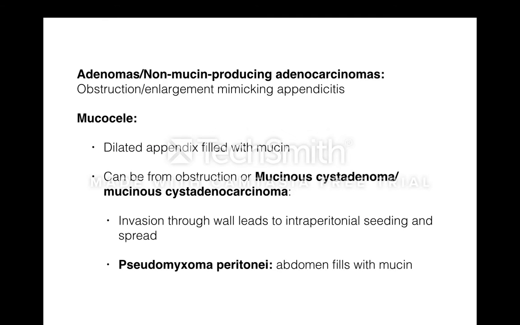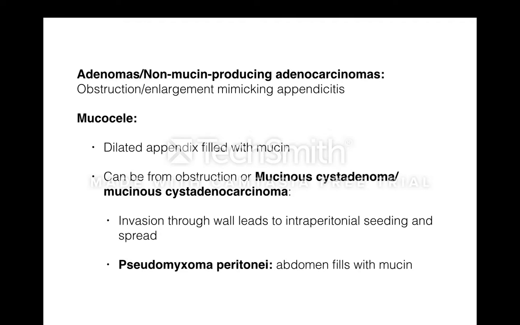Other tumors that you can find in the appendix include adenomas and other non-mucin-producing adenocarcinomas. These can result in obstruction of the appendix and enlargement, in turn mimicking appendicitis clinically. You could also get a mucocele, which is just a dilated appendix filled with mucin. This could just be from an obstruction with inspissated mucin, or it could actually be from a more serious mucinous cystadenocarcinoma.